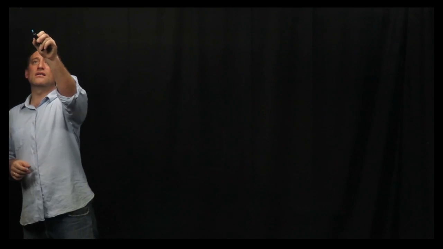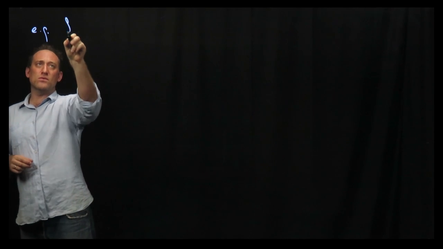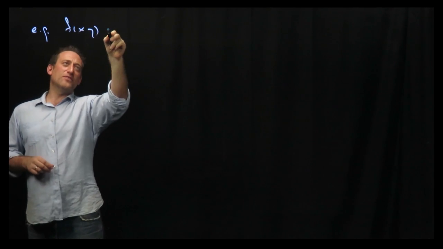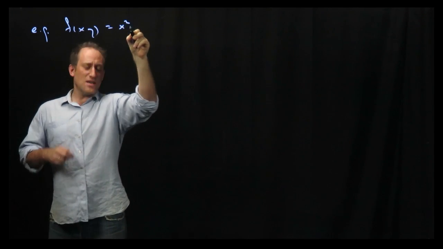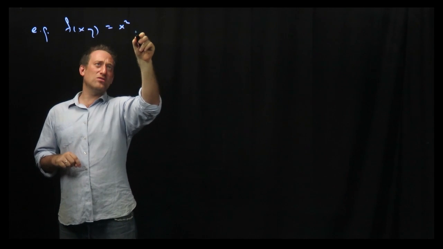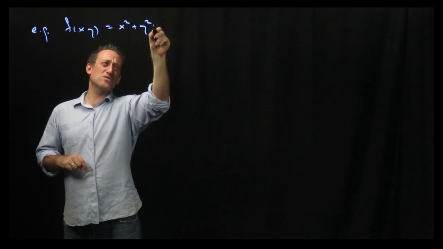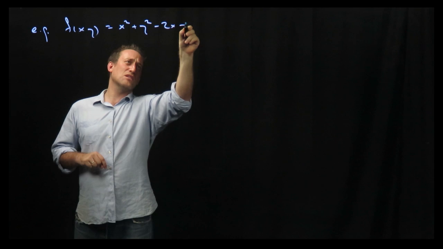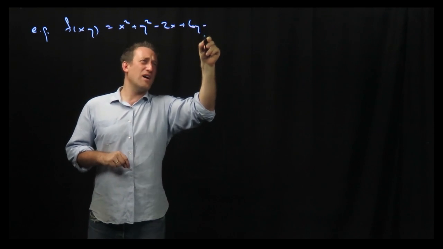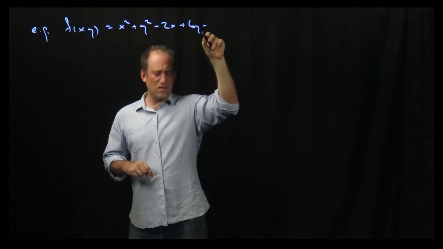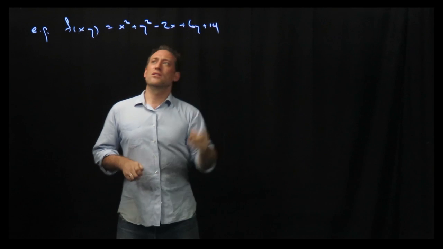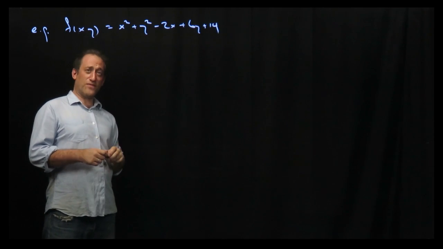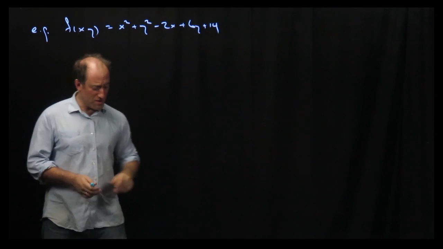Let's take this out for a spin. Return to the first example we did. f of x, y is x squared plus y squared minus 2x plus 6y, and I think it was plus 14, yeah. All right, find the local extrema.